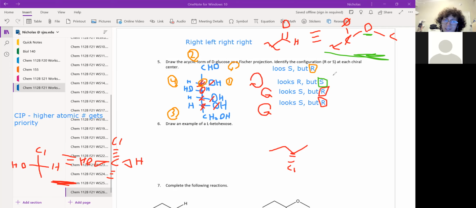And can anybody see a bit of a pattern to this? Like based on which side the alcohol was on and what stereochemistry it had?